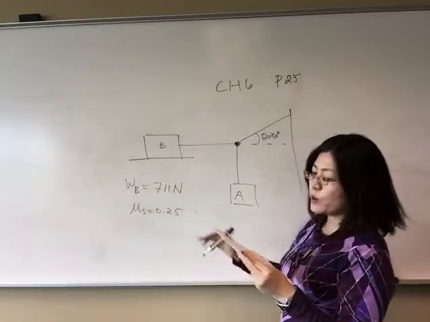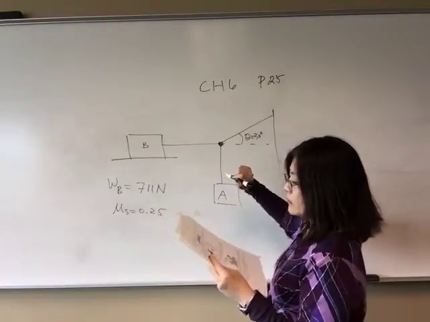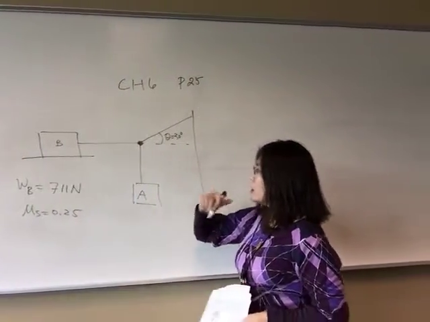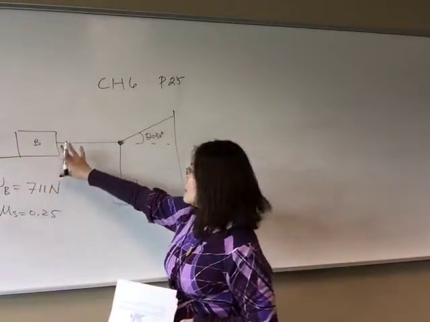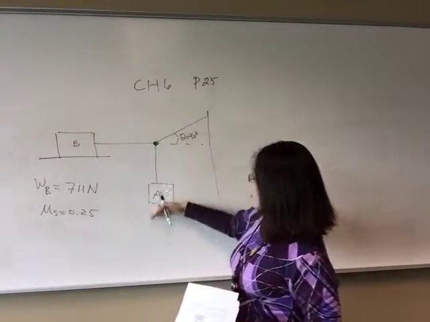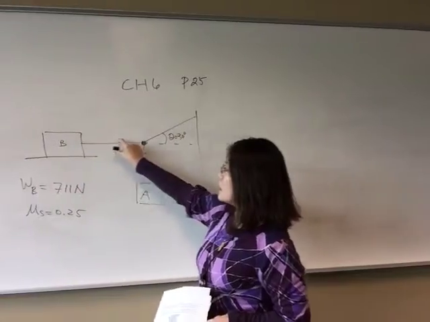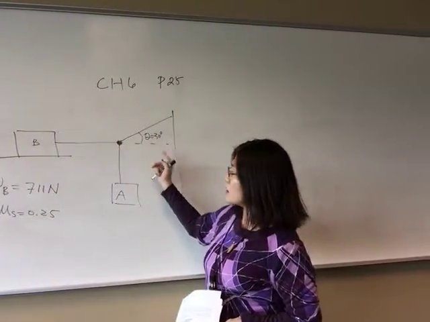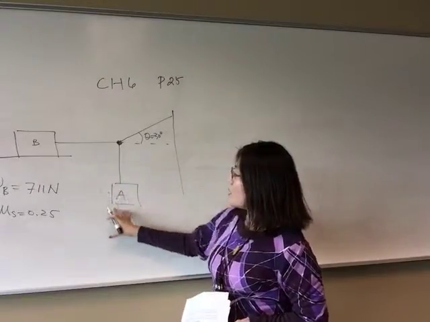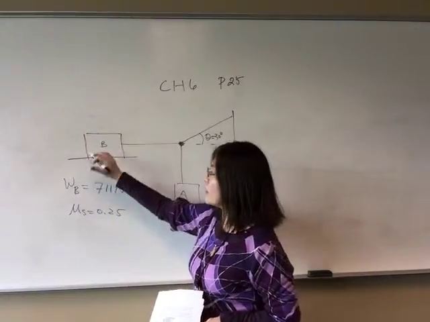Now assume that the cord between block B and the knot is horizontal, and find the minimum weight of A for which the system will be stationary. So the whole thing is balanced. So you have the weight here. If this is heavy, then this B is going to be moving in the rightward direction. It really depends on what is the minimum weight of this A that will keep this whole thing stationary, which means that it's not moving.